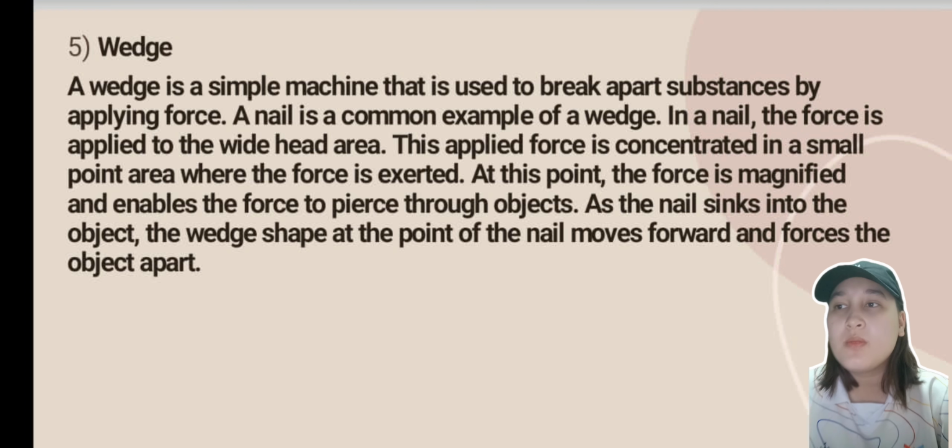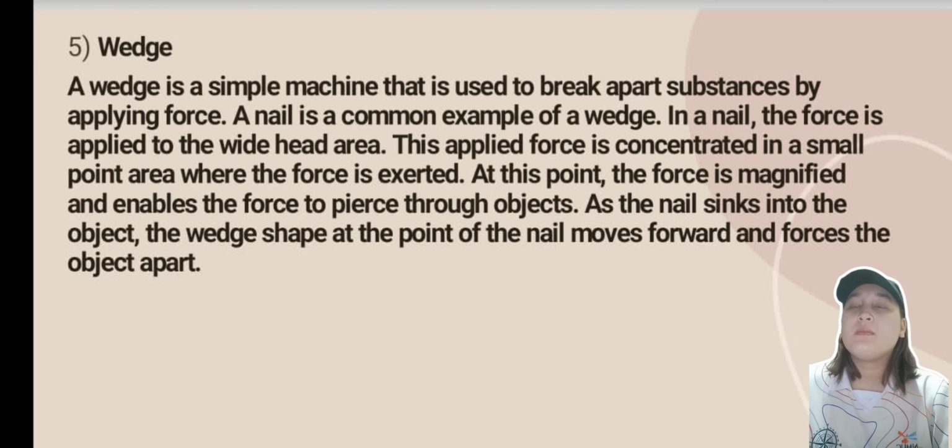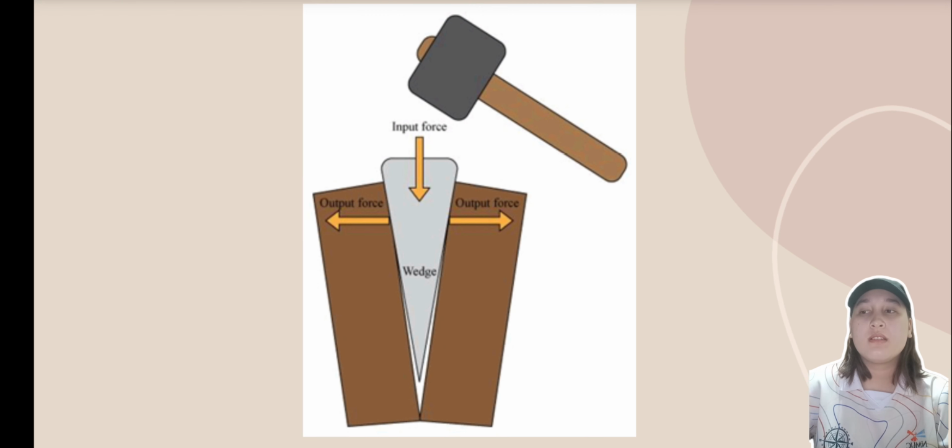is concentrated in a small point area where the force is exerted. At this point, the force is magnified and enables the force to pierce through objects. As the nail sinks into the object, the wedge shape at the point of the nail moves forward and forces the object apart. So this is an example of a wedge.